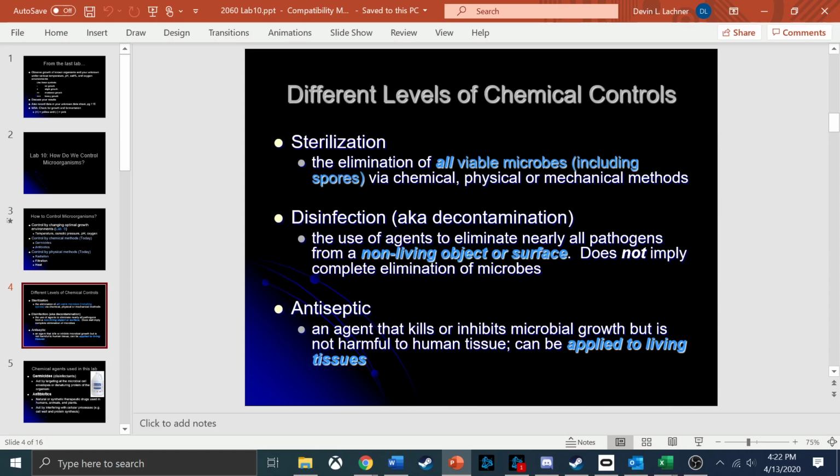Then we have antiseptic. This is an agent that kills or inhibits microbial growth but is not harmful to human tissues, okay? So this can be applied to living surfaces, right? This is a big difference between disinfection or decontamination and antiseptic. An antiseptic is used for living tissues. You can put it on your skin.